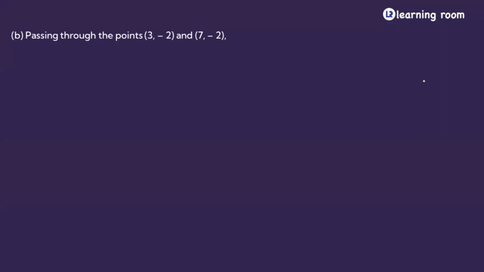-1 by 9 now. 3 minus 2, 7 minus 2. -2 minus of -2 is +2, which is 0. So m will be equal to y2 minus y1 divided by x2 minus x1. So -2 minus of -2 divided by 7 minus 3. You will get the answer as 0.